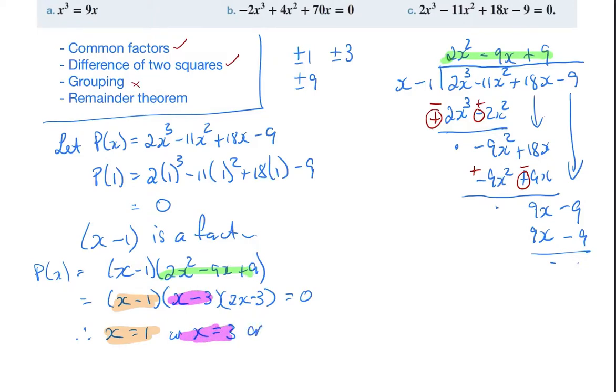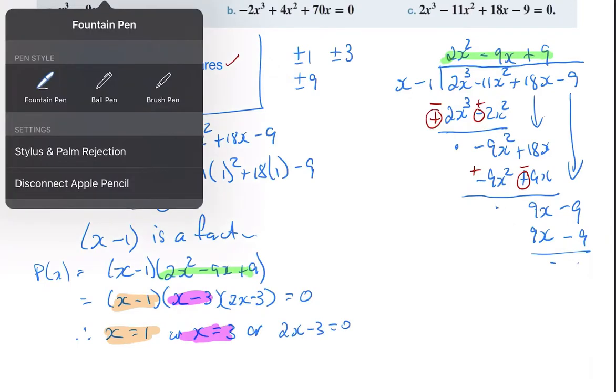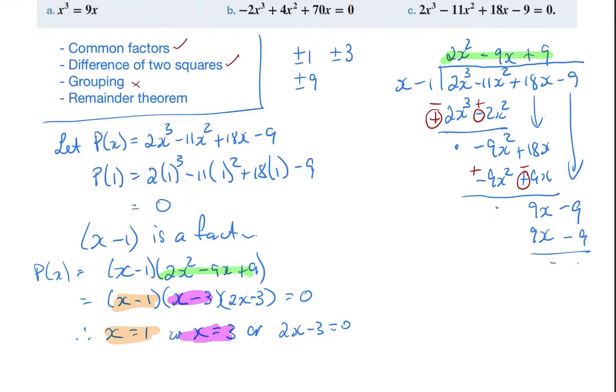Or the last one. I'm going to redo this: or 2x minus 3 equals 0. So what we say is that this thing must be 0. From there I can see x equals plus 3 on both sides, divide by 2, and that is then my 3 answers.